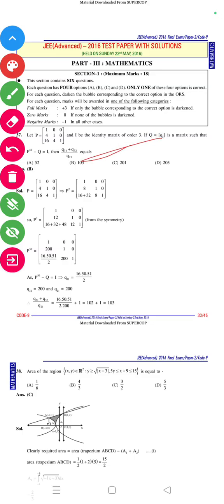so P is equal to [1 0 0; 4 1 0; 16 4 1], P square equal to [1 0 0; 8 1 0; 48 8 1]. So P^50 is equal to [1 0 0; 200 1 0; 16 into 50 into 51 by 2 ...]. As P^50 minus Q is equal to I, so q31 is equal to 16 into 50 into 51 by 2, q32 is equal to 200, q21 is equal to 200.